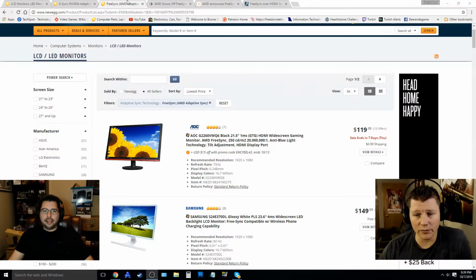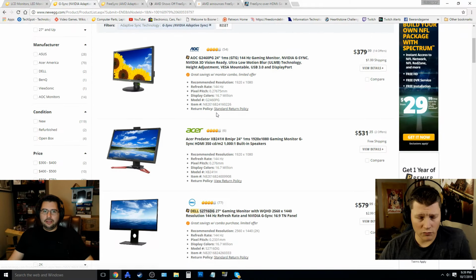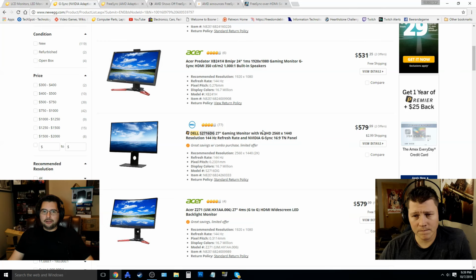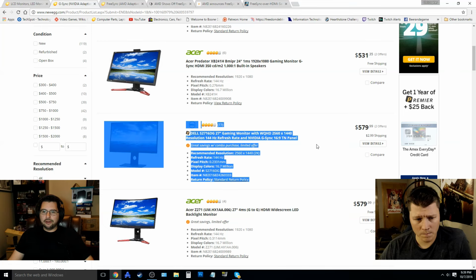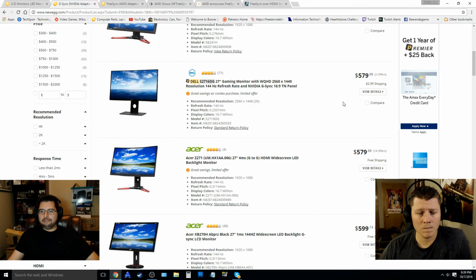Let's put it in terms of pure dollars. Let's say there's a G-Sync monitor for $500, which is completely reasonable as far as G-Sync monitors go. That's probably what you're going to pay. Here, I can go ahead and put one on the screen. One of the G-Sync monitors, probably one of the better bangs for the buck, is the Dell 27-inch gaming monitor. Newegg's got it for $579.